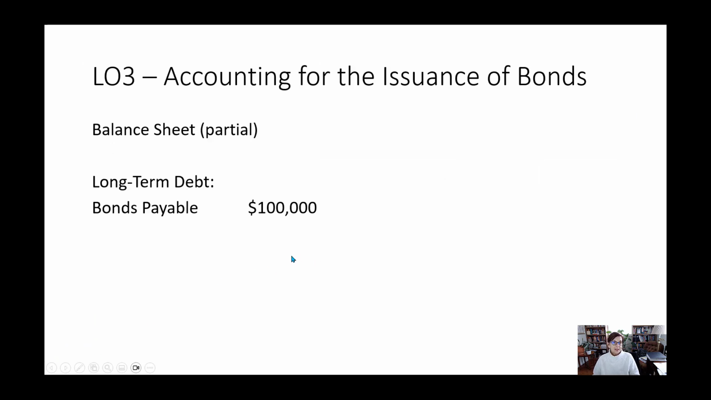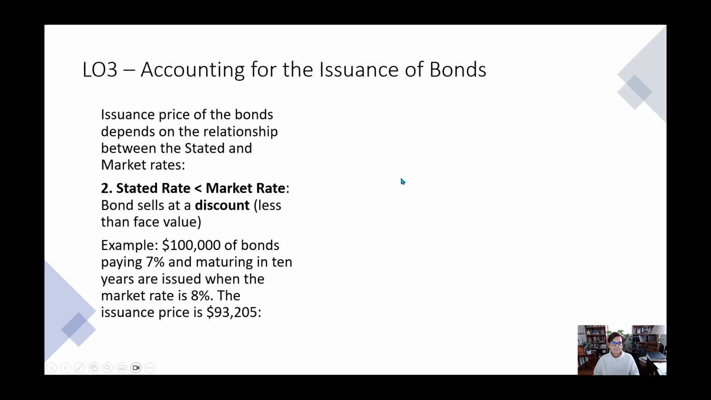So our balance sheet now looks like this. Bonds payable, $100,000. It's going to look the same for the next 10 years as far as this is concerned. Now, let's look and see what happens when bonds are issued for something other than face value. Remember that the issuance price of the bonds depends on the relationship between the stated rate and the market rate. So let's say the stated rate is less than the market rate. Now let's think about this for a minute. I'm telling you here that bond sells at a discount or less than the face value, but let's think about why.